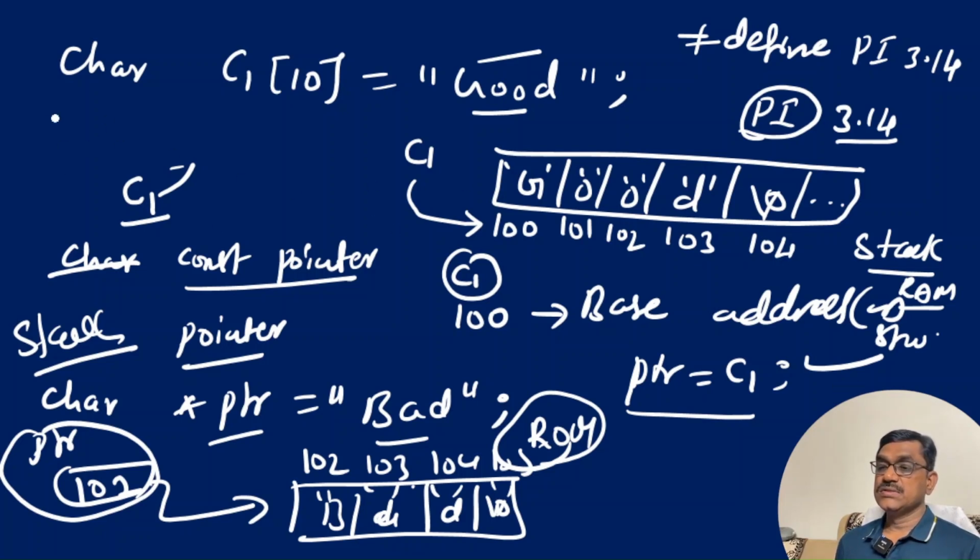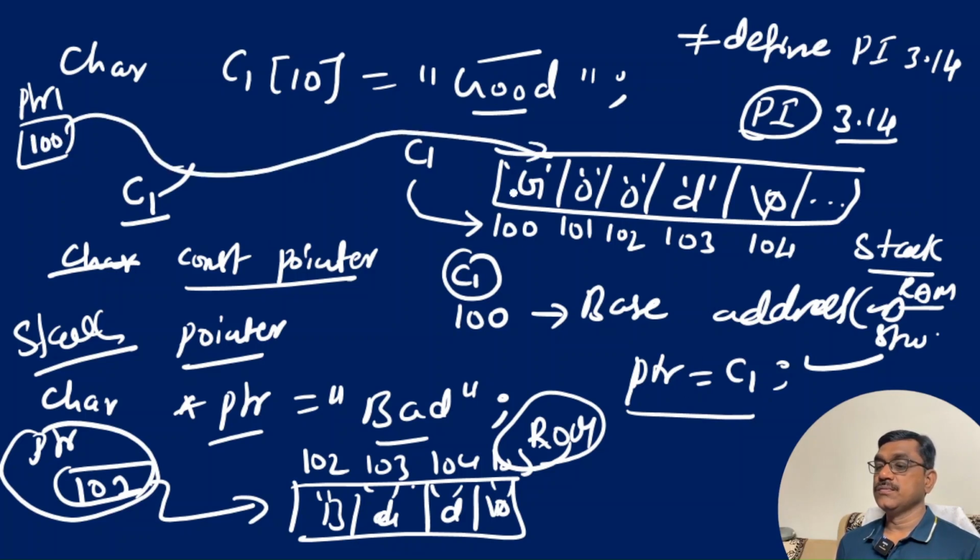The meaning here is the variable ptr1 consists of C1. C1 is nothing but how much? 100. That means it is pointing to "good". So whenever you print ptr1 here, it is going to print "good". Before assigning ptr equals C1, when you print ptr, what is it going to print? "Bad". If you print C1 here, what is it going to print? "Good".